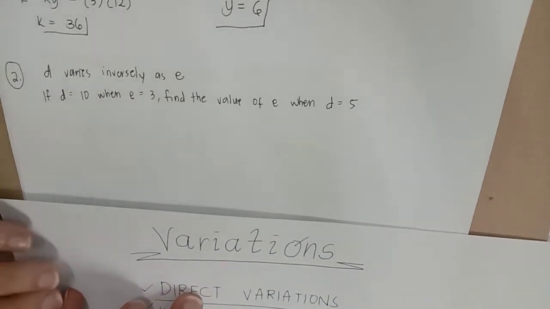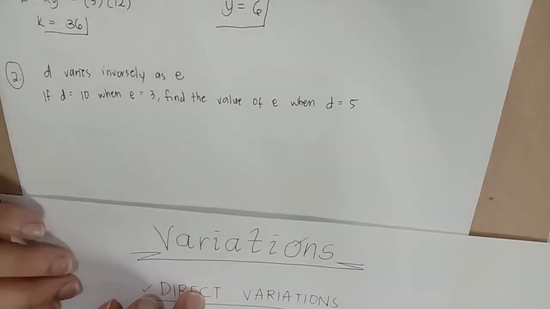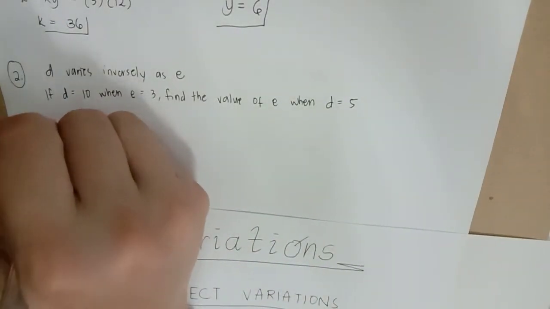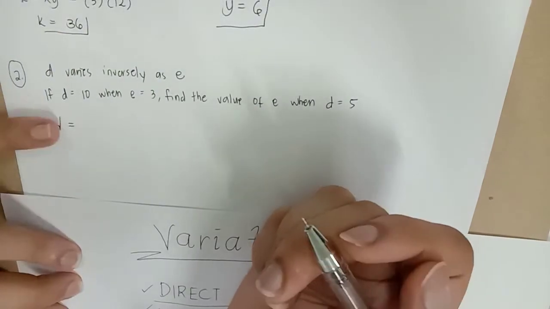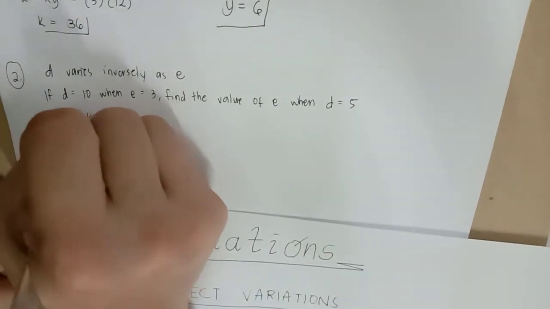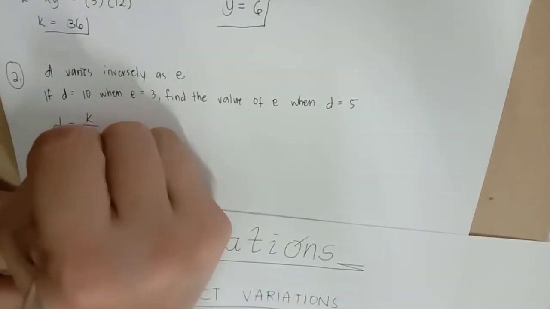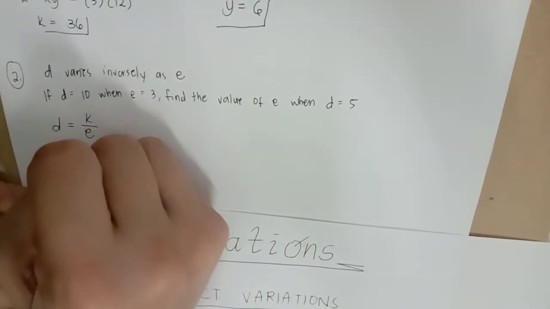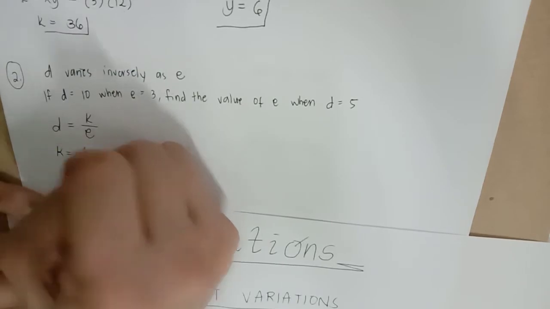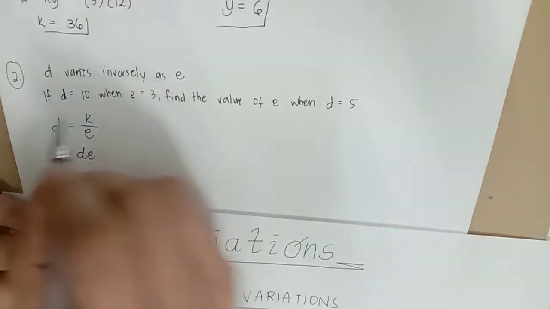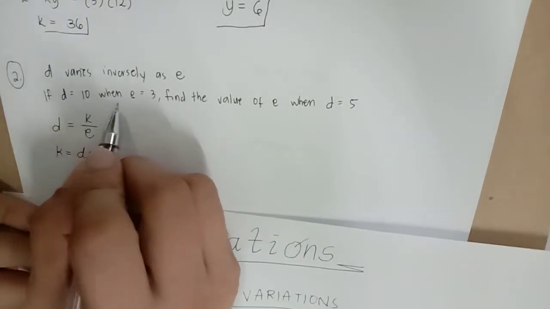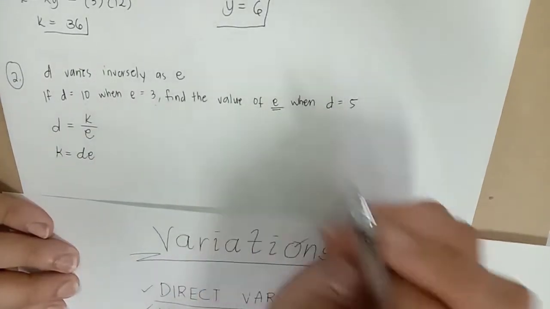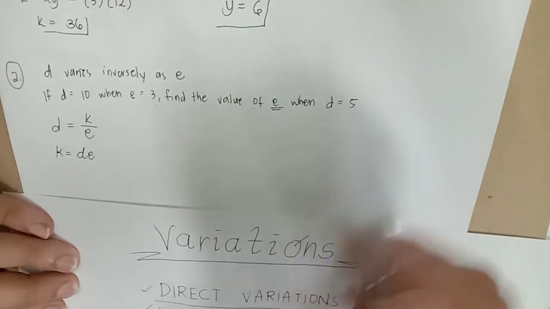Yan. So, marami tayong example. Number 2, D varies inversely as E. So, D, lagi yan nasa left side, varies inversely, so K over E. To find the value of K, all we need to do is multiply D and E. So, if D is equals to 10 when E is equals to 3, find the value of E when D is 5. E po ang nawawala.